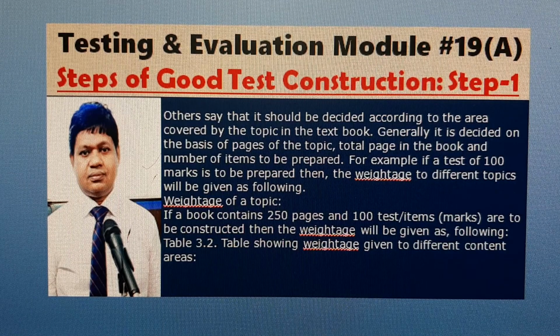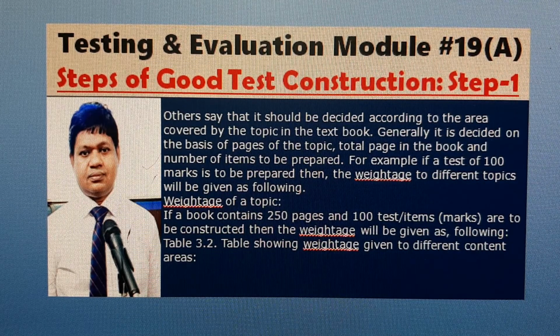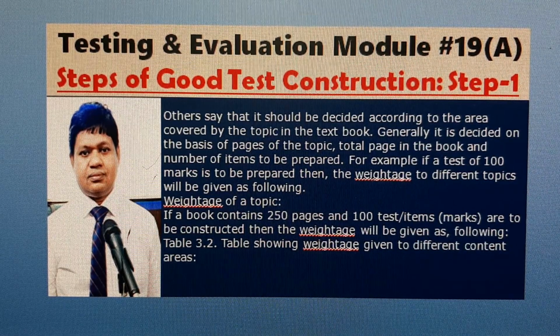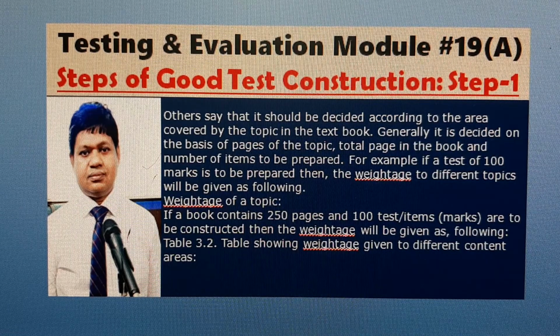Serial number 1, topic 1, pages 1 to 24, number of items or marks 10, percentage of items or marks 10. Serial number 2, topic number 2, pages 25 to 55, number of items or marks 12, percentage of items or marks 12, and so on. Serial number 5, topic number 5, pages 219 to 250, number of items or marks 12, percentage of items or marks 12. Total number of items or marks 100, percentage of items or marks 100.